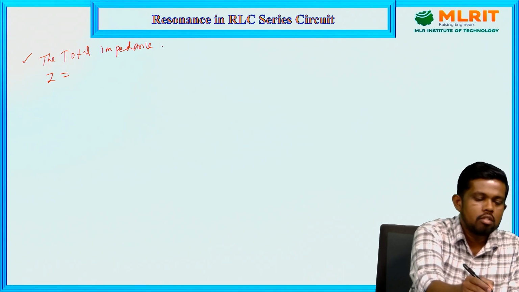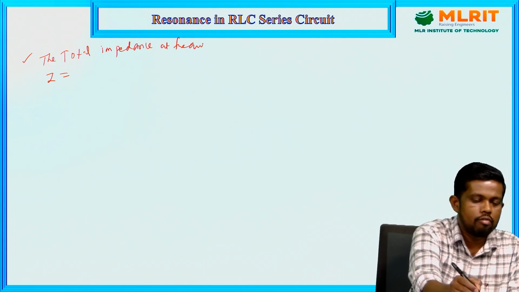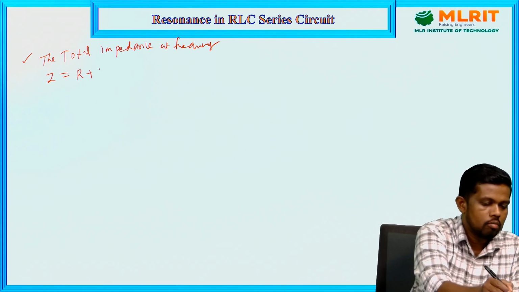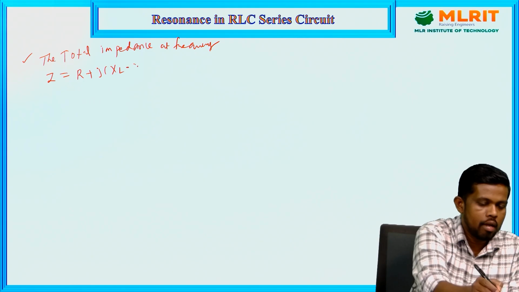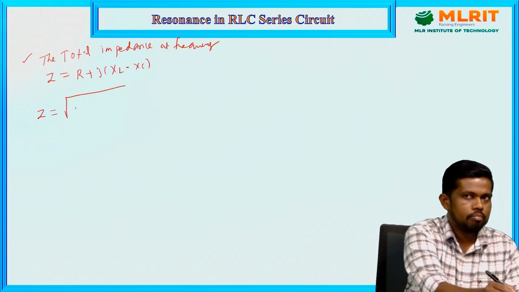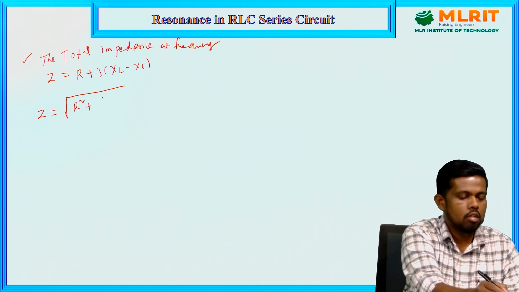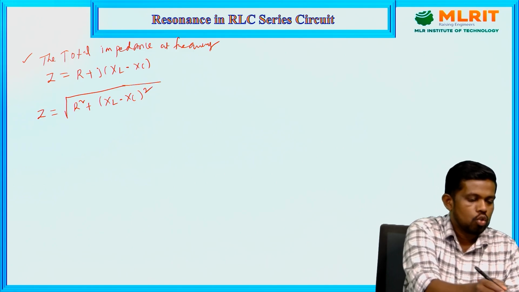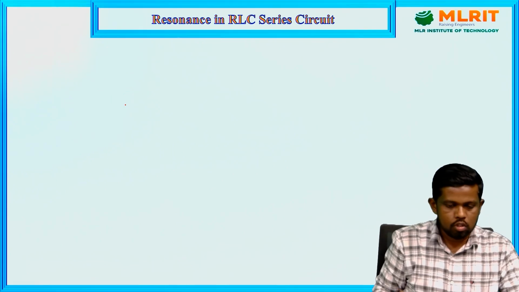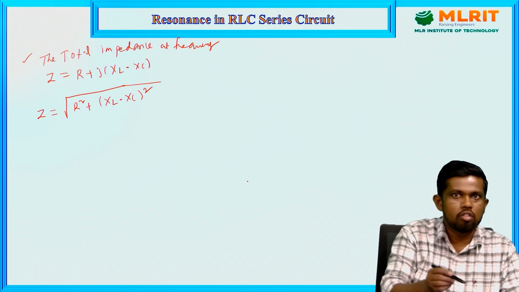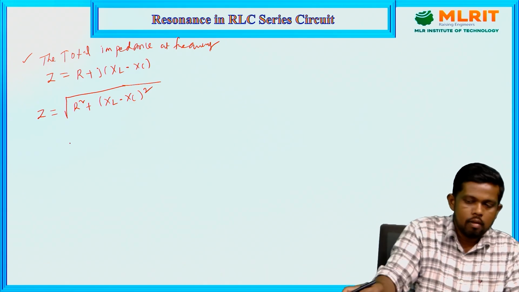The total impedance at any frequency is Z equal to R plus j times (XL minus XC). The magnitude of Z is the square root of R squared plus (XL minus XC) whole squared. This is the total impedance of the network at any instant. We need to substitute the XL and XC values that we have seen in the beginning into this expression, and we will get the impedance of the network.